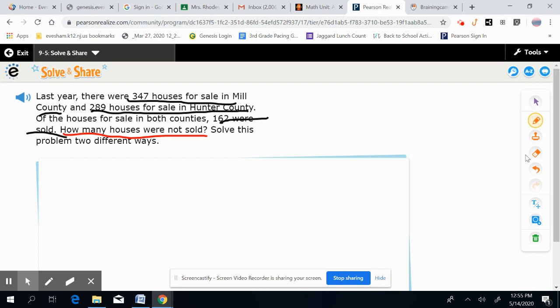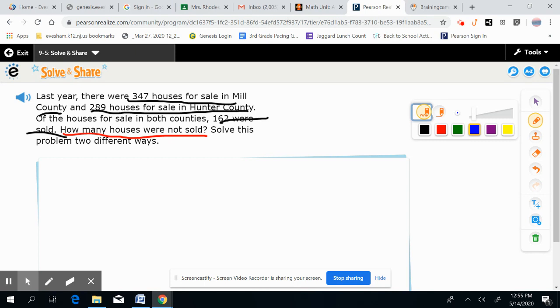All right, so boys and girls, what we have to do first is that hidden question. We first have to find out how many houses were for sale altogether. Okay, so what do we have to do? What operation do we have to use to find out how many houses were for sale altogether? Hopefully you said the operation we have to use is addition. What numbers am I adding?